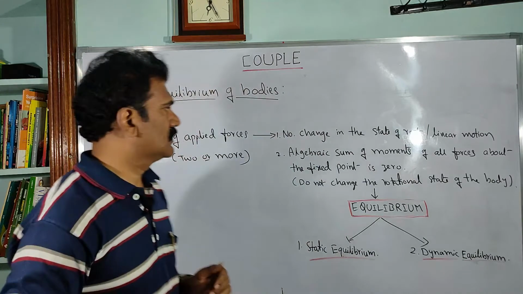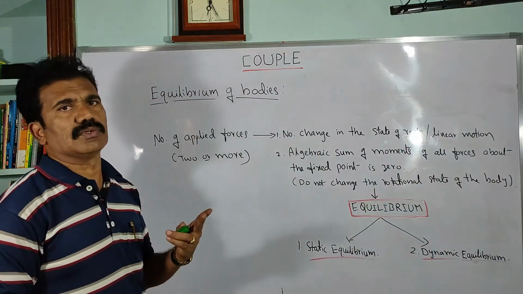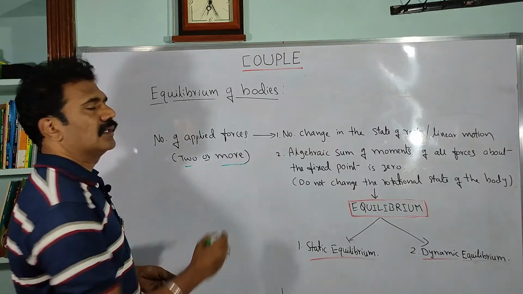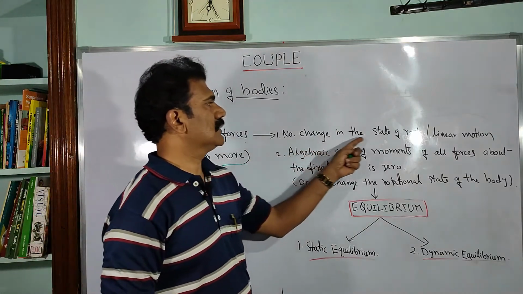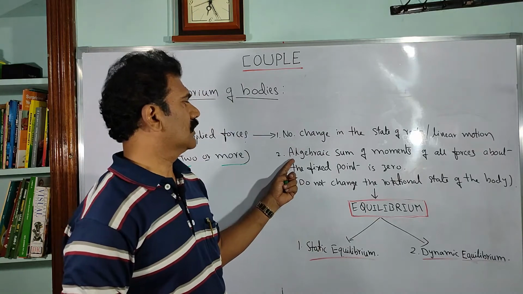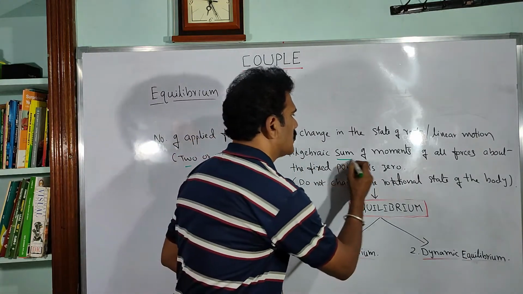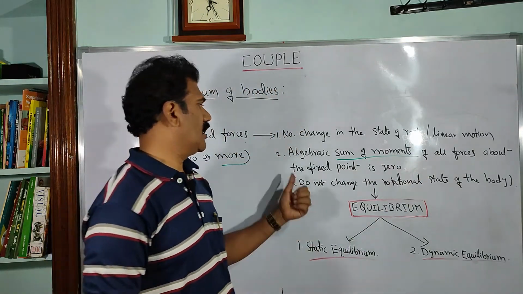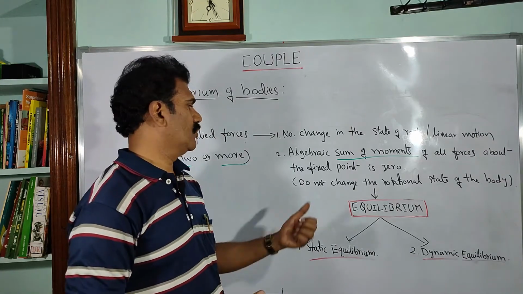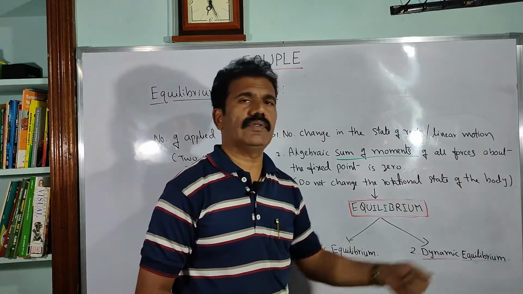In that case, we need to apply a number of forces, at least a minimum of 2 forces. That means a number of applied forces, either 2 or more, can lead to no change in the state of rest or linear motion. Or you can say in terms of moments, the algebraic sum of moments of all the forces about a fixed point is 0. That means rotational motion is also not disturbed. There is no change in the rotational state of the body.